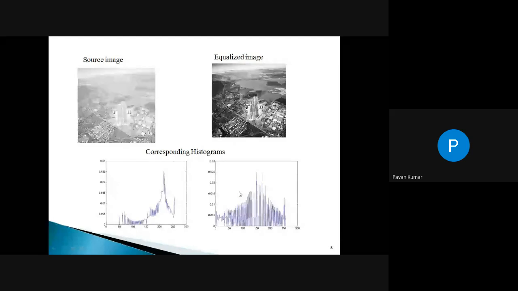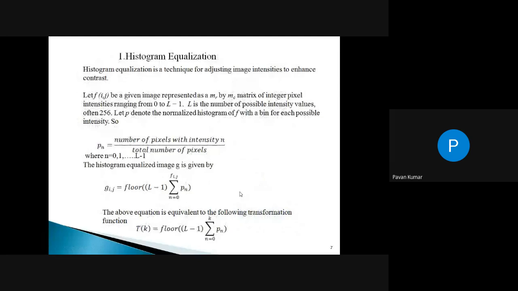What is the mathematical operation behind this histogram equalization? That we can see here. If you take f of i comma j as the input image, having an MR by MC matrix, as already told you, an image is a matrix of integer pixels ranging from 0 to L minus 1. Here L is nothing but 256. Here we first calculate the Pn value, where Pn is equal to the number of pixels with intensity n by the total number of pixels.